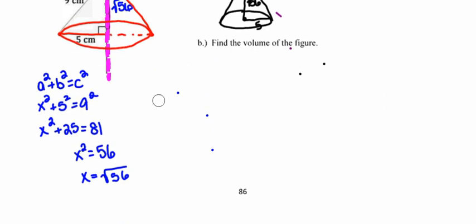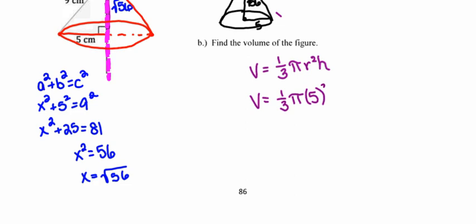So just be careful here and make sure you use the correct formula, because we've had a lot of different formulas in our work with finding volumes of figures. You want to make sure that you use the correct one. So for a cone, our formula is volume equals 1/3 times pi times radius squared times height. So now I'm going to go ahead and substitute in. I've got 1/3 times pi times 5 squared times the square root of 56.